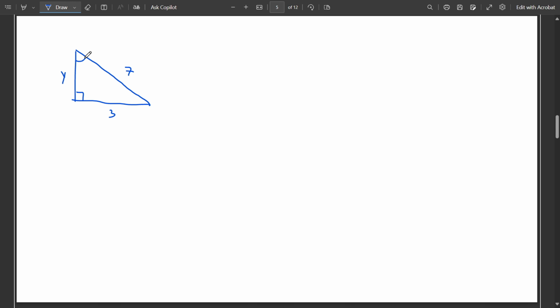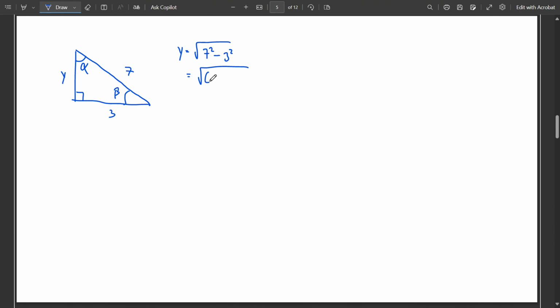We don't know this angle. Let's call it alpha. And we don't know this angle also. Let's call it beta. Okay. Well, as you can see here, we got two known sides and one unknown side. Well, we can figure out y easily. y is just the square root of 7 squared minus 3 squared.